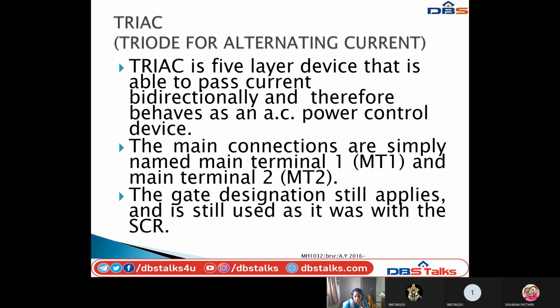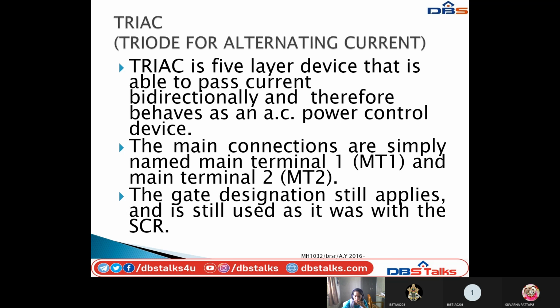The main connections are simply named main terminal MT1 and main terminal MT2. The gate designation still applies and it is still used, as it was with the SCR. Here the TRIAC passes current bidirectionally and it behaves as an AC power control device. The main connections are simply named main terminal 1 and main terminal 2.